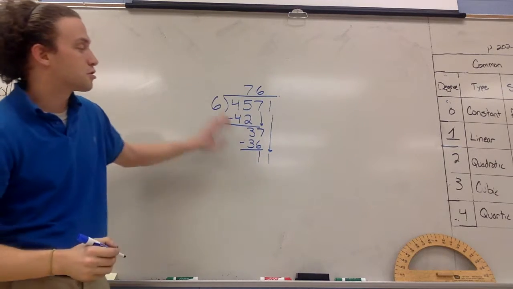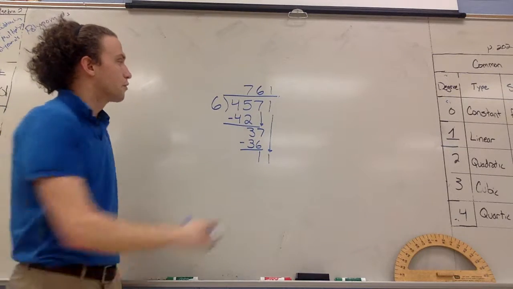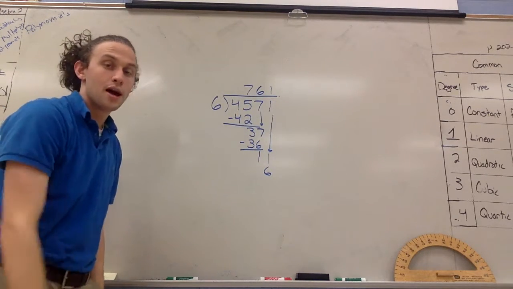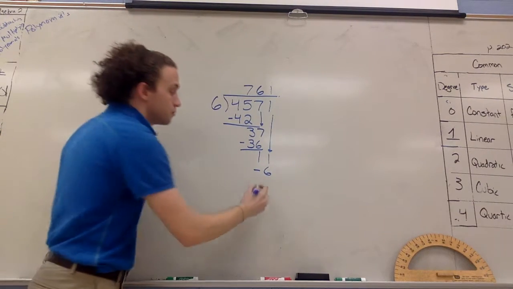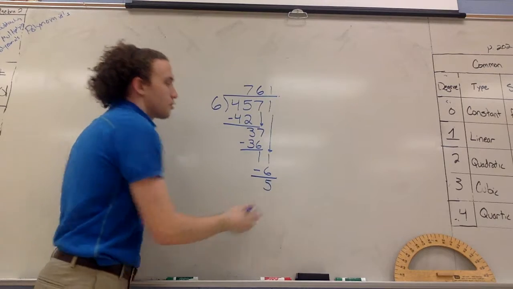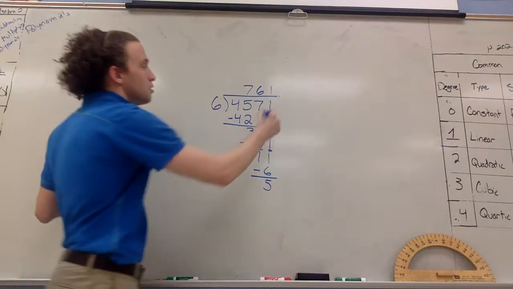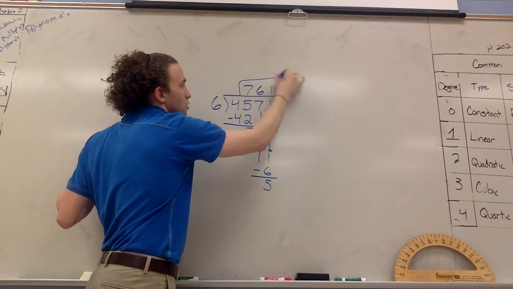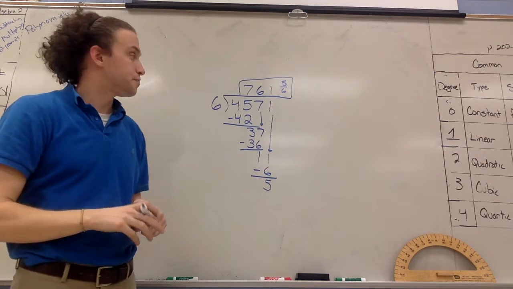How many times does 6 go into 11? 1 time. So that gives us 6 when I multiply those. I change my sign, and then I add straight down. Then I take this remainder and put it over my divisor, so it's going to be 5 over 6. So that would be the answer to this long division problem.